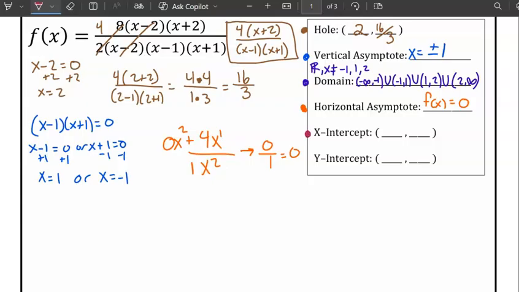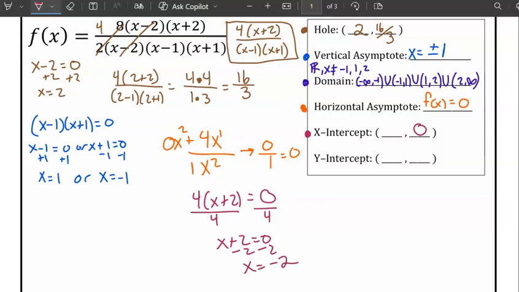For the x-intercept, set the expression equal to 0 and solve for x using the numerator. 4(x plus 2) equals 0. Divide by 4. x plus 2 equals 0. Subtract 2. x equals negative 2. Your x-intercept is negative 2, comma, 0.